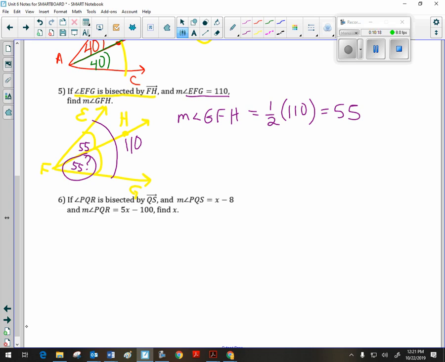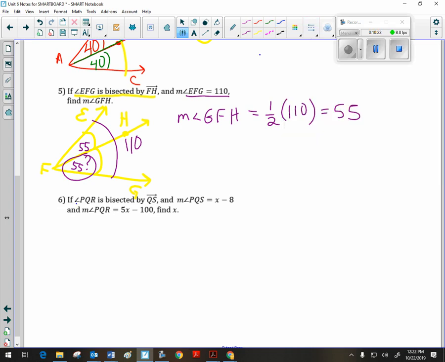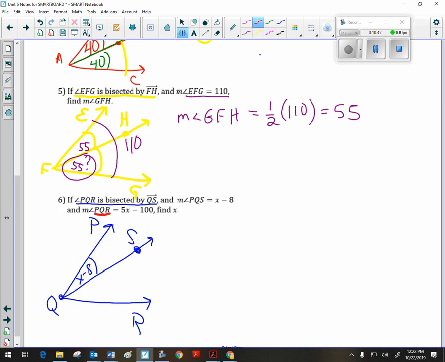And in question 6, we have the same scenario. We have an angle that's being bisected. So I'm going to draw this. Here's my angle called PQR that's being bisected by a ray that starts at Q and goes to S. PQS, this angle is x minus 8. And PQR, be very careful on that, PQR, that's this angle, is 5x minus 100.